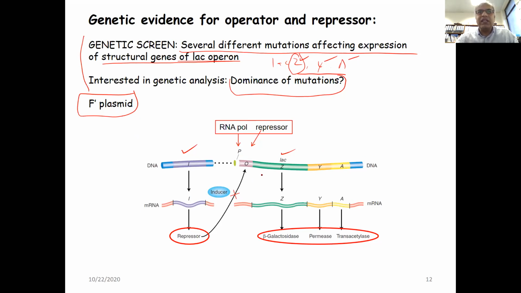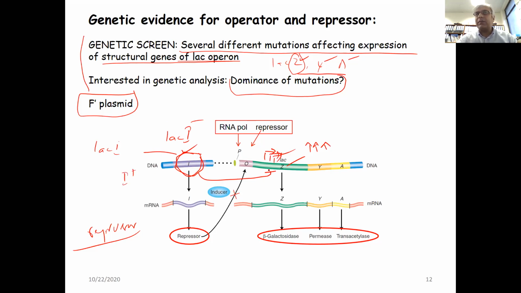So what they concluded from their genetic screen was that the repressor, which is I, was named as repressor. Why? Because in the absence of lacI, lacZ was constitutive, always on. It means I, which is a totally different gene, is blocking expression of lacZ in the normal wild type case. If we mutate lacI, which means I minus, now lacZ was constitutively on. It means in the wild type case where I plus is there, it's acting as repressor.